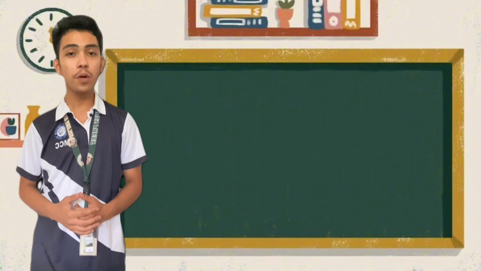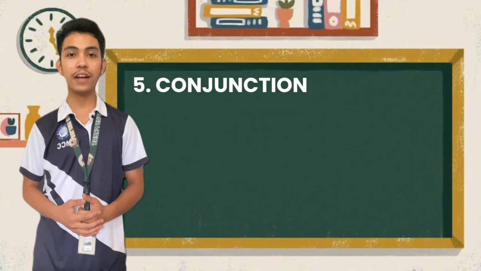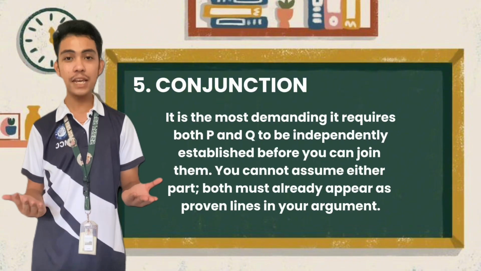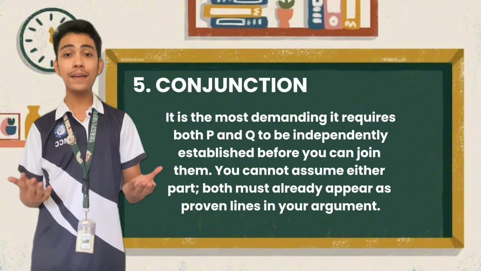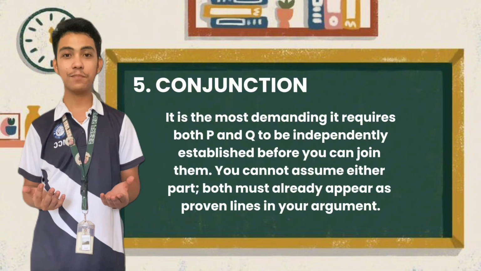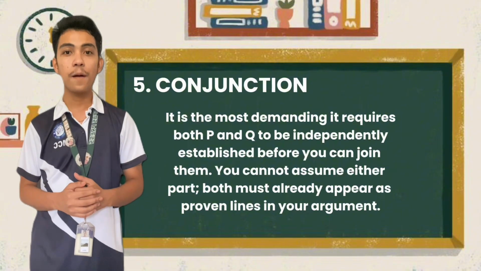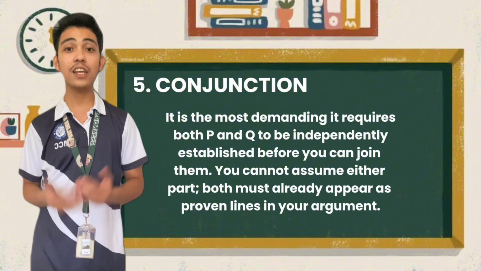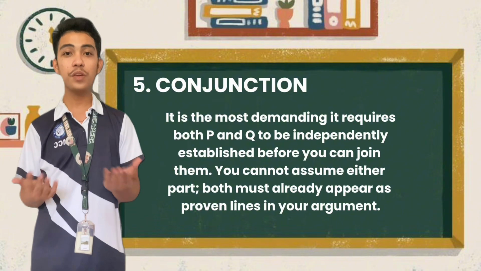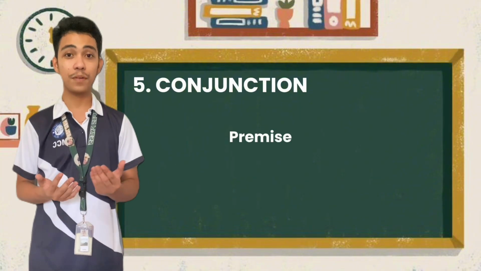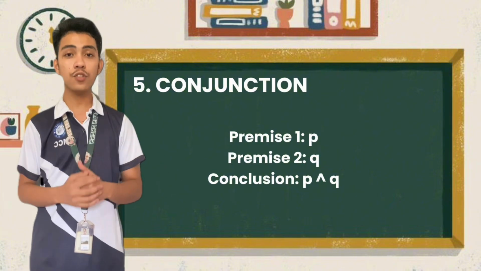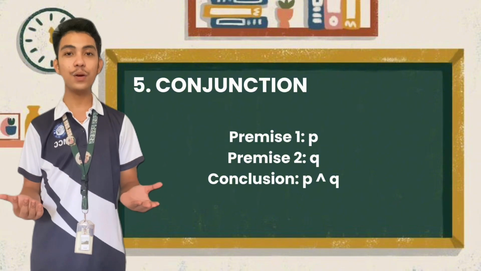And now, we will proceed to the conjunction rule of inference. It is the most demanding as it requires both P and Q to be independently established before you can join them. You cannot assume either part; both must already appear as a proven line in your argument. And we have this pattern. Premise 1, P. Premise 2, Q. And the conclusion is P and Q.